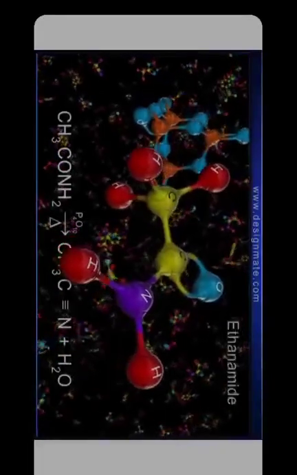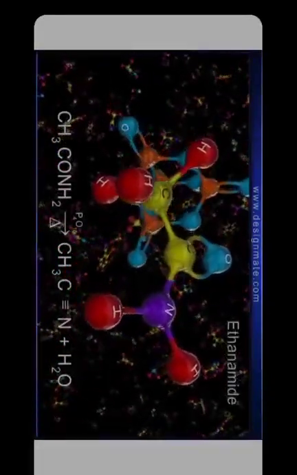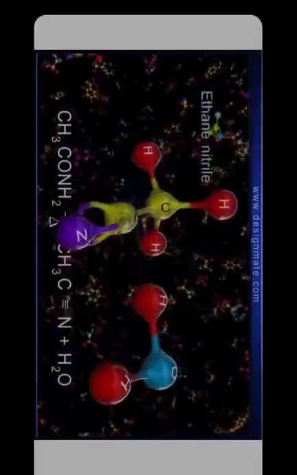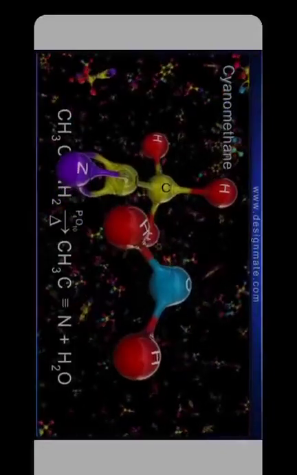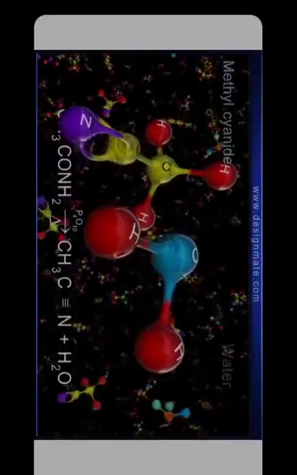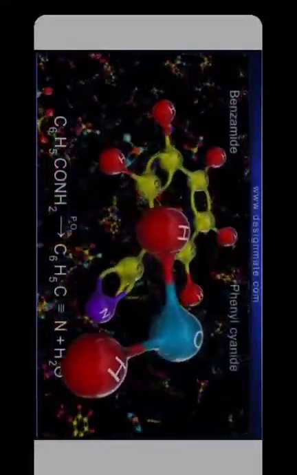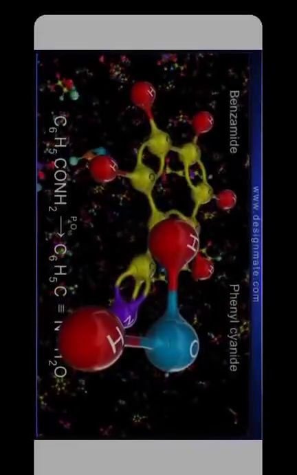Dehydration. Ethanamide, when heated with a dehydrating agent like phosphorus pentoxide, forms ethane nitrile, or cyanomethane, or methyl cyanide, along with a molecule of water. Similarly, benzamide gives phenyl cyanide.